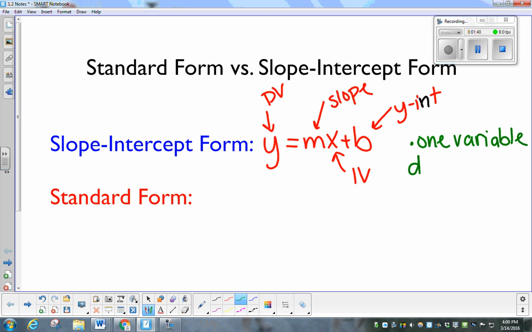When one variable depends on the other. So in this case, our y is all by itself, it depends on x, and that's how we plug x into our equation. So this is when one variable depends on the other.